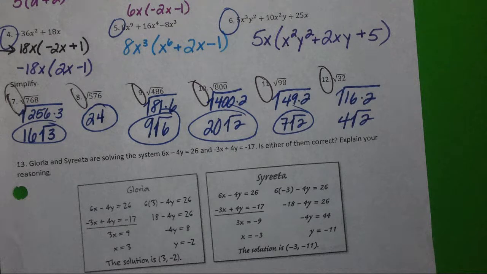Especially 13. I assume you're going to try to cry on 14. My suggestion for 14 is to put them all in y equals mx plus b. So the third equation looks like it's in standard form. Rearrange it to y equals mx plus b.